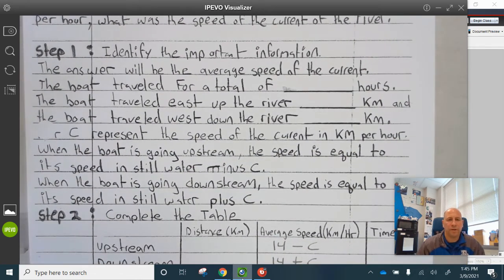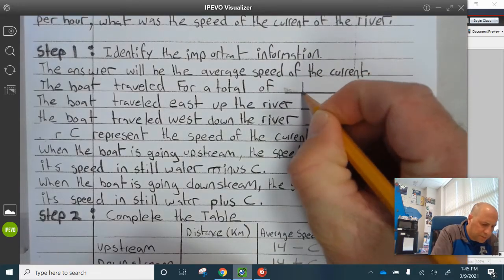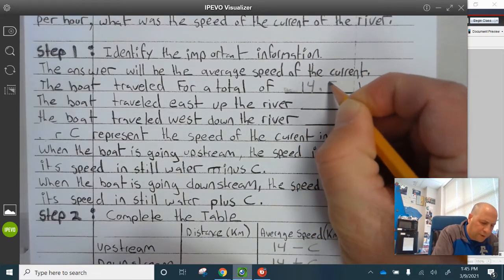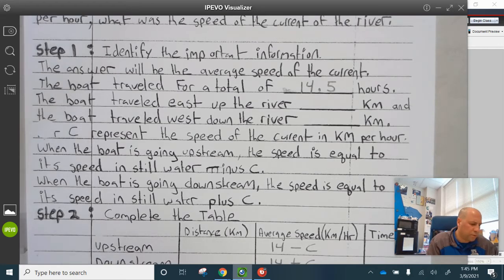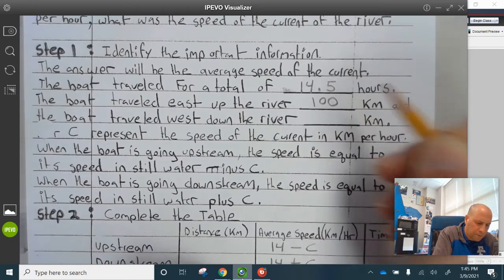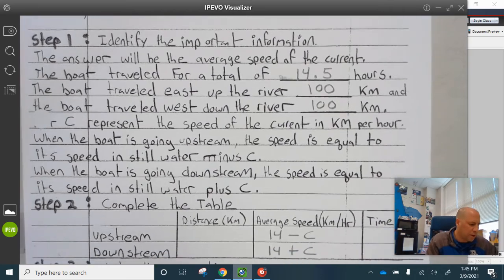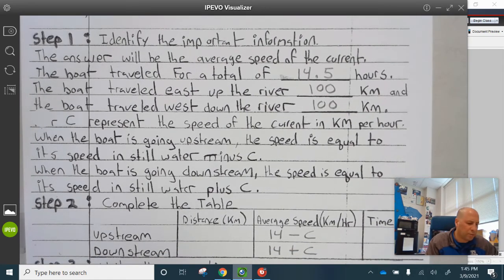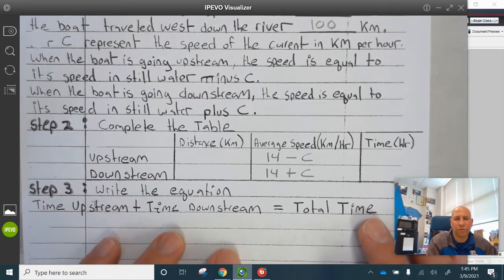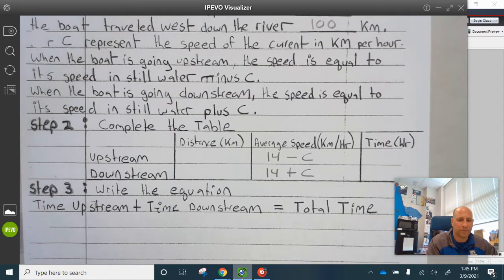All right, step 1. Identify the important information. The answer will be the average speed of the current. So the boat traveled for a total of 14.5 hours. The boat traveled east up the river 100 kilometers, and the boat traveled west down the river 100 kilometers. Let C represent the speed of the current in kilometers per hour. When the boat is going upstream, the speed is equal to its speed in still water minus C. When the boat is going downstream, the speed is equal to the speed in still water plus C.